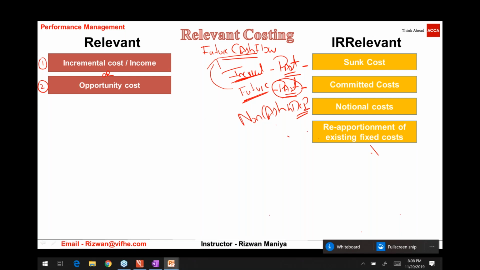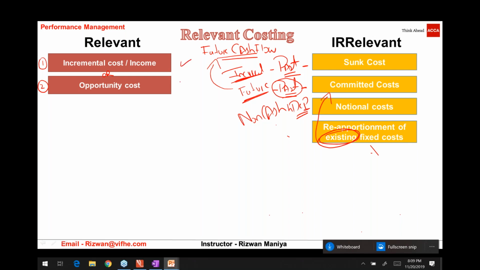One more thing is reapportionment of existing fixed cost. Now this existing fixed cost is basically what? It's a committed cost, because fixed cost is one that you already have committed. So if existing fixed cost is a committed cost, and you just reapportion that cost to your decision, that would not be a relevant cost. It is just because you classify this as a committed cost. So any reapportionment of existing fixed cost is a committed cost and is not a relevant cost.